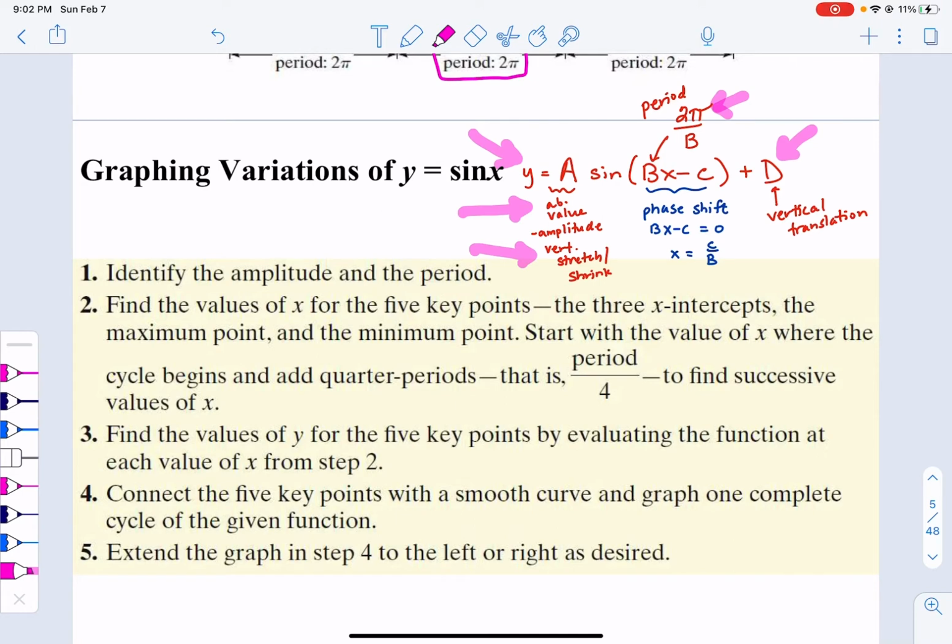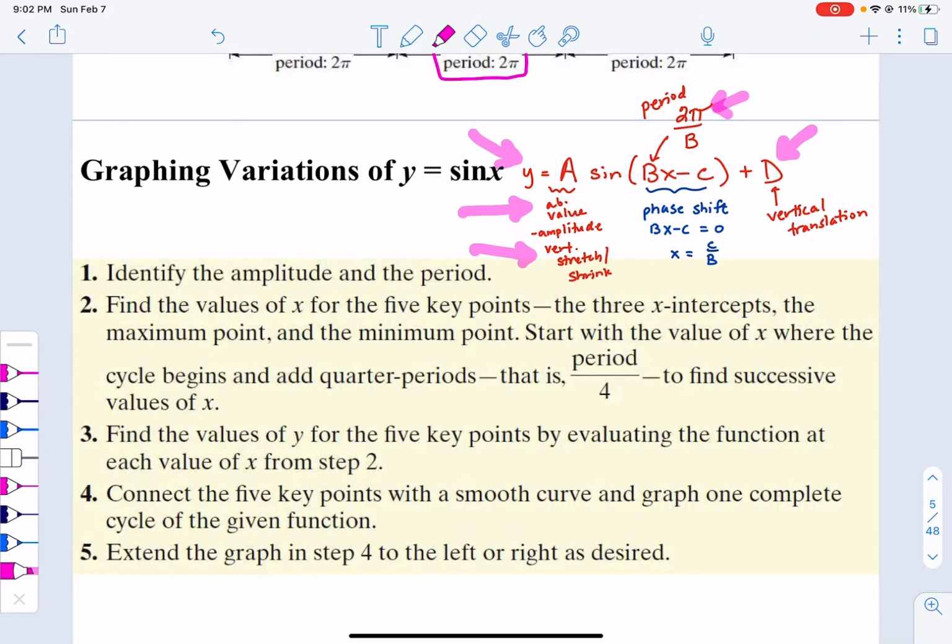So how do we find these? It says to start with the value of x where the cycle begins, which typically is at 0 unless there is a phase shift, and add quarter periods. If you remember, we're taking our function and breaking it into 4 parts. So you take your period, which typically is 2 pi, and divide it by 4. But if we have that b value, that can end up changing what that number looks like. So we take the period and divide by 4 to find successive values of x.